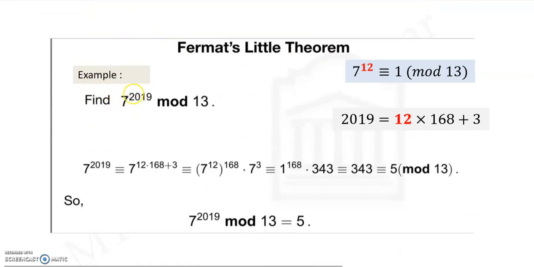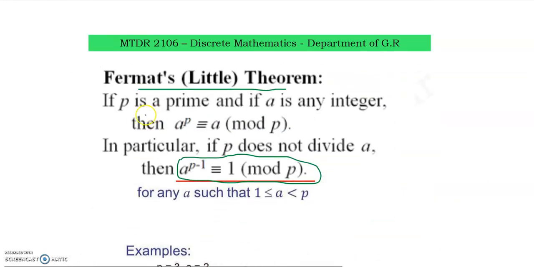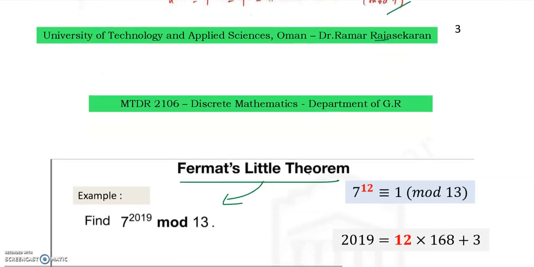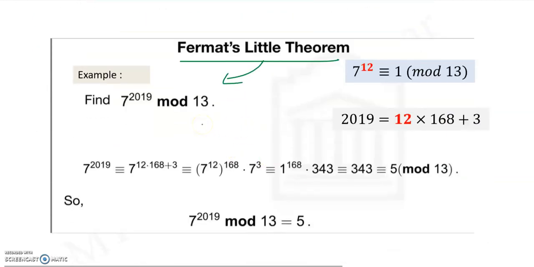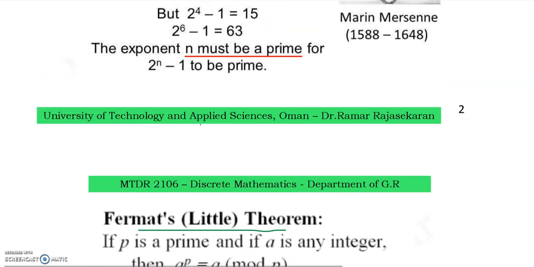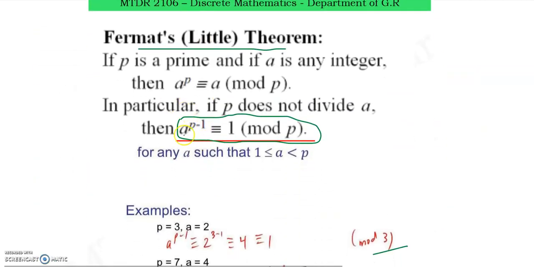Now here we see this example. Find 7 to the power 2019 modulo 13. Use Fermat's little theorem. We have to compute this value, 7 to the power 2019 modulo 13, by using Fermat's little theorem. Now you see here, in particular, if p does not divide a, then a to the power p minus 1 is congruent to 1 modulo p. Now here, what is a, what is p? This is a, this is p.